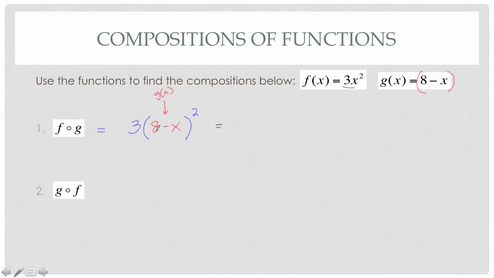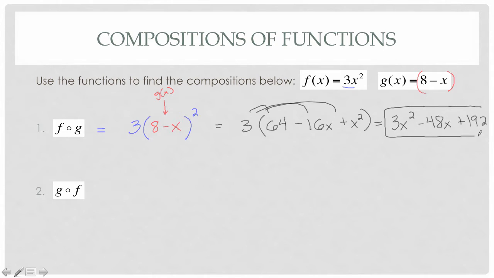First I need to square 8 minus x. Remember PEMDAS, you do squaring first before multiplying. So 8 minus x squared is going to be 64 minus 16x plus x squared. And now I can multiply by 3 and distribute that 3. So we end up with, if I put it in descending order, put my x values first, 3x squared minus 48x plus 192. That is the function that I get when I compose f and g together in that order. It's a nice quadratic function, right?